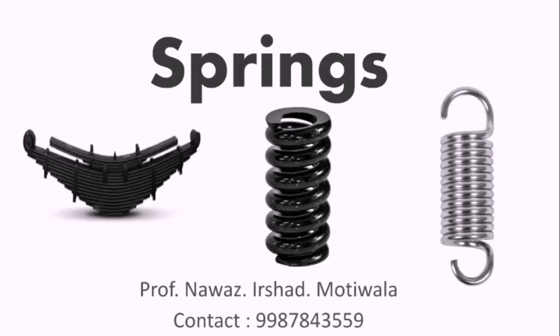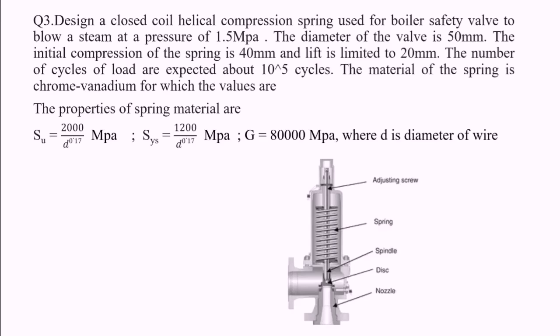The next question is, design a closed coil helical compression spring used for a boiler safety valve to blow off steam at a pressure of 1.5 MPa. The diameter of the valve is 50 mm. The initial compression of the spring is 40 mm and the lift is limited to 20 mm. The number of cycles of load expected are about 10 raised to 5 cycles. The material of the spring is chrome vanadium, for which the values are given as follows.